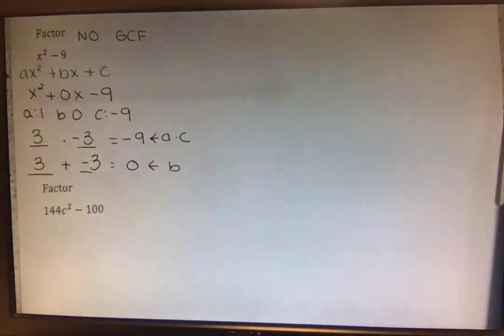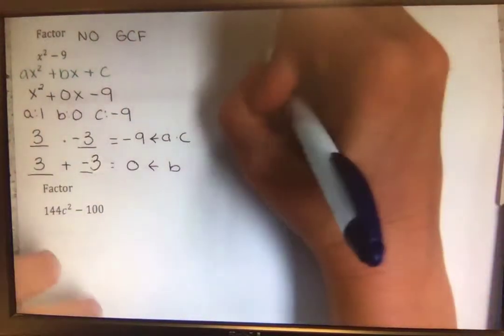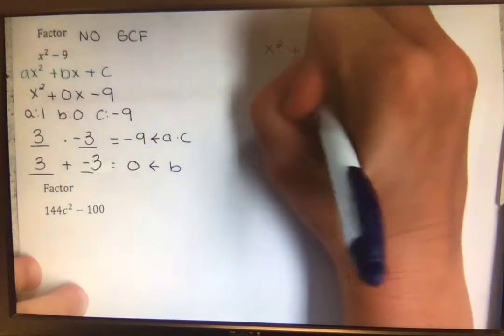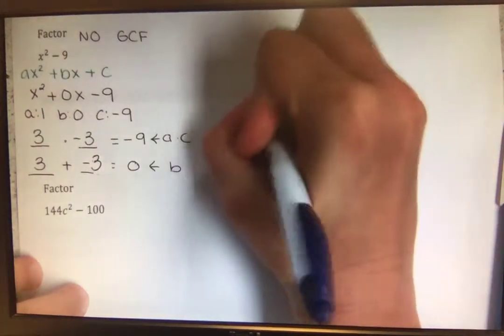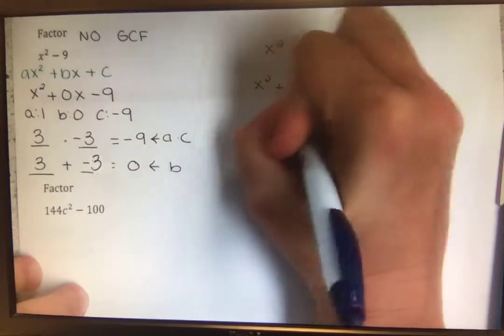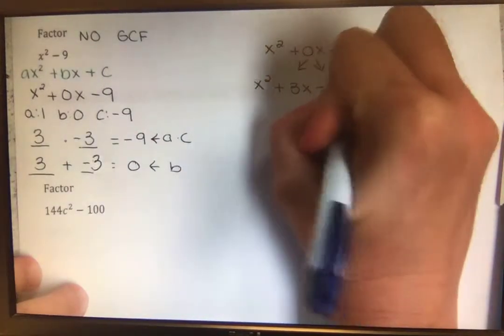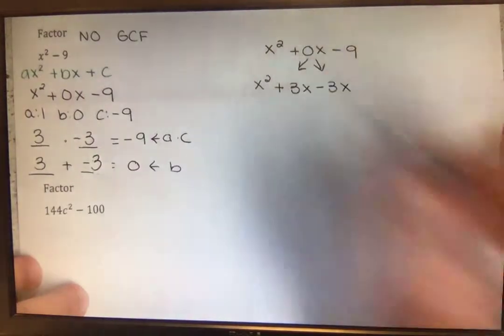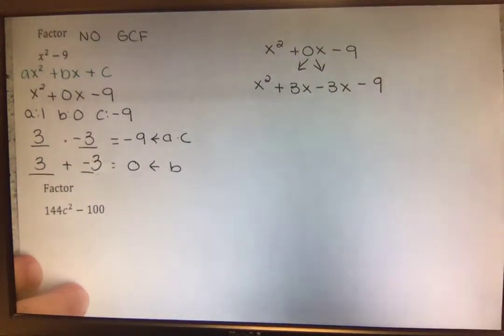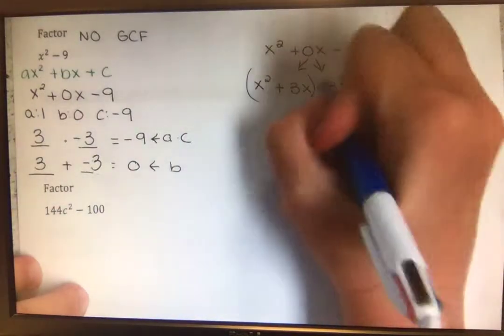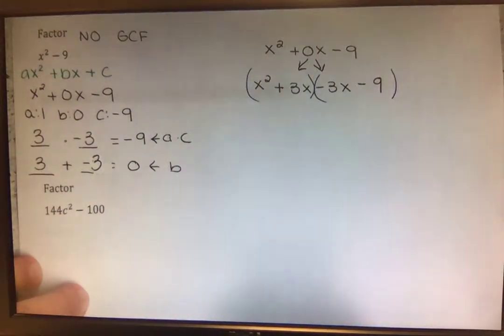So exactly the same thing like we've been doing. So we have x squared plus 0x minus 9. Instead of that 0x, we can split it up and say x squared plus 3x minus 3x. Remember, 3x minus 3x is still 0x minus 9. We now have 4 terms. We can now factor by grouping. So group the first 2 terms, group the last 2 terms.